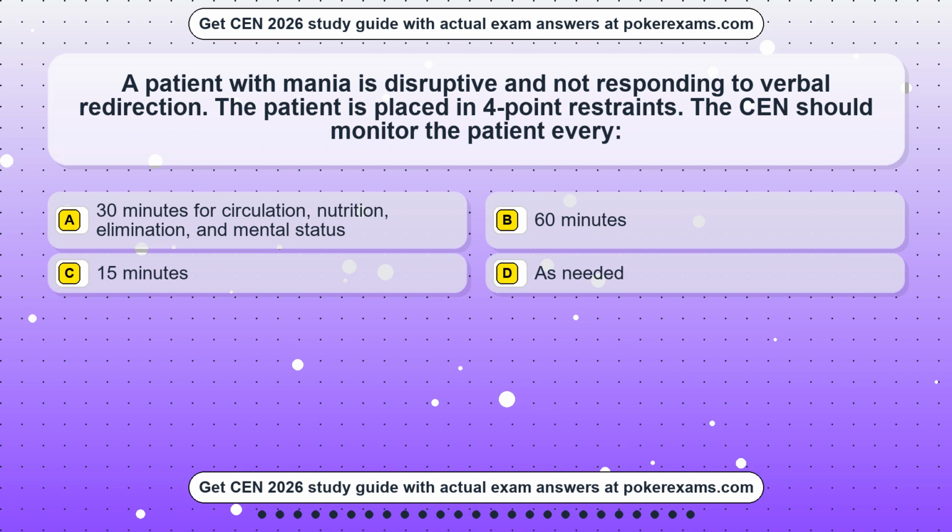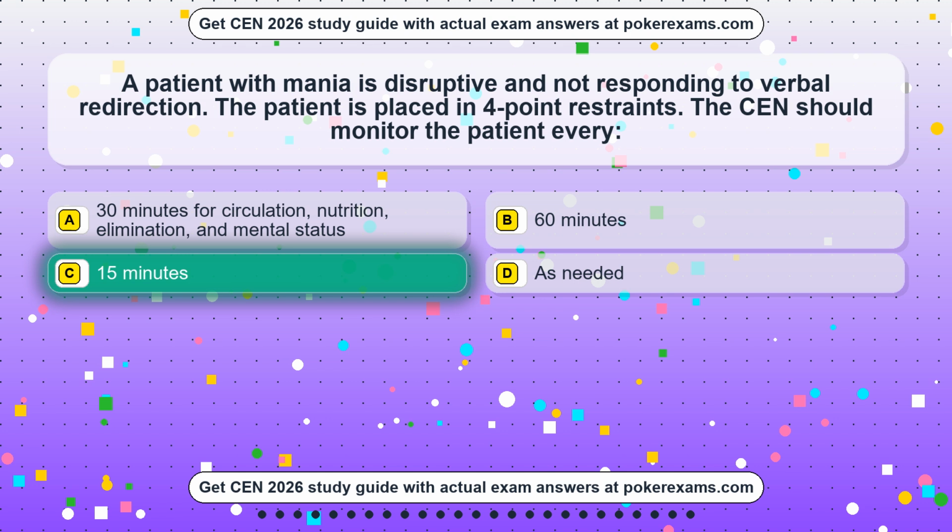Question 1. A patient with mania is disruptive and not responding to verbal redirection. The patient is placed in 4-point restraints. The CEN should monitor the patient every: Option A, 30 minutes for circulation, nutrition, elimination, and mental status. Option B, 60 minutes. Option C, 15 minutes. Option D, as needed. The correct answer is option C.